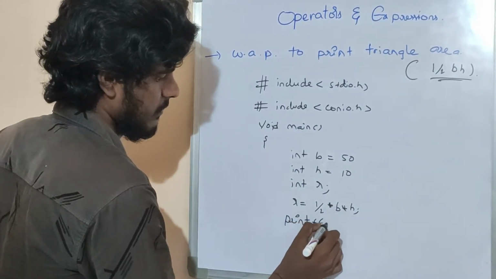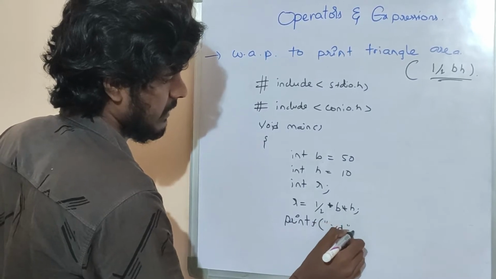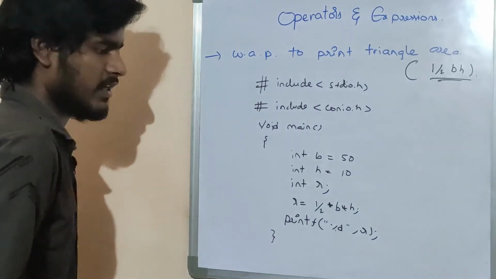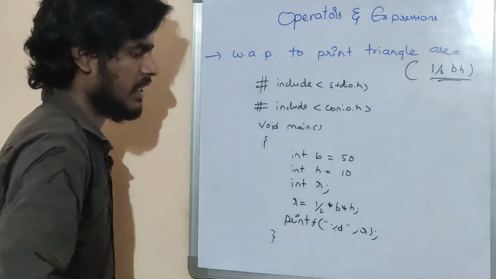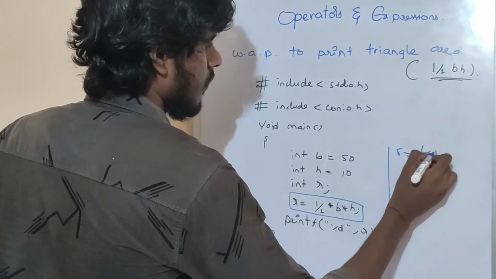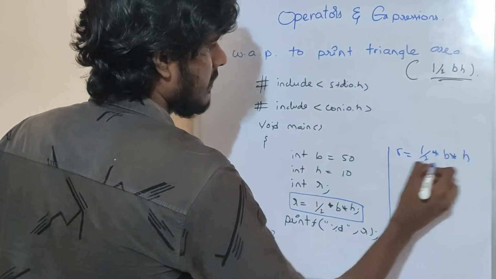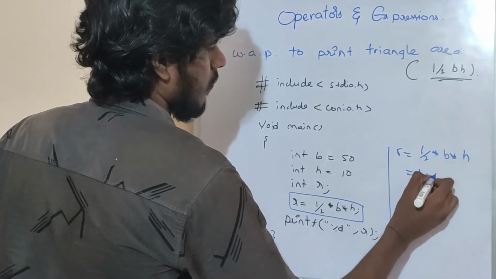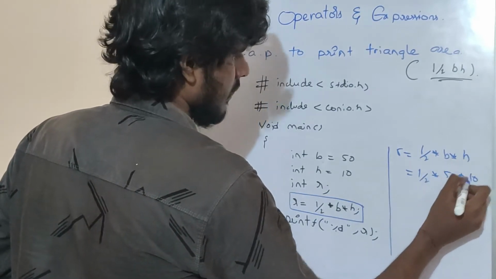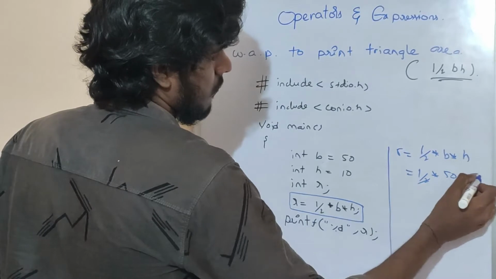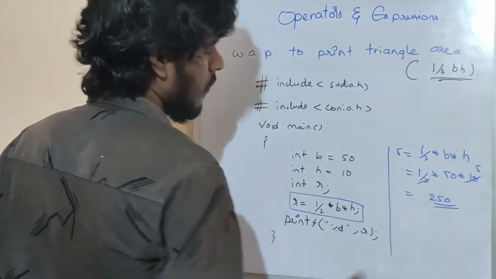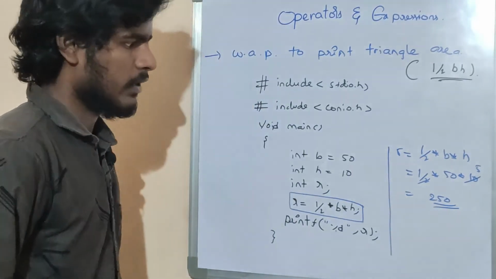printf "%d", r. Okay friends, what is the output? r is equal to half of b h. What is the b value? 50. What is the h value? 10. 2 5s are 10, 5 5s are 25, 250. Okay, by default we will get output as 250.